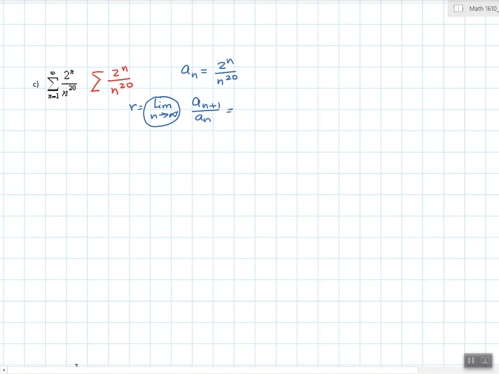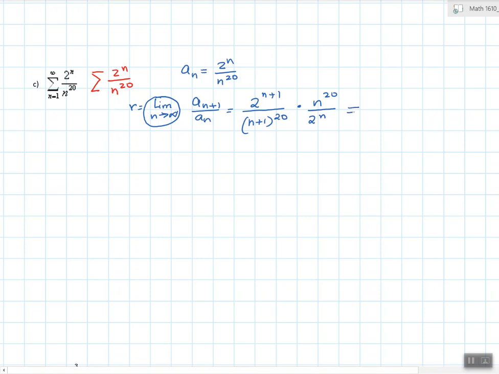So let's take the ratio, and this time I will do the reciprocating at the same time. So I have 2 raised to the power n plus 1 divided by n plus 1 raised to the power 20, and then divide by an means I'll flip it to get n raised to the power 20 over 2 raised to the power n.